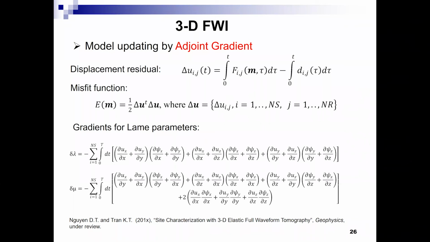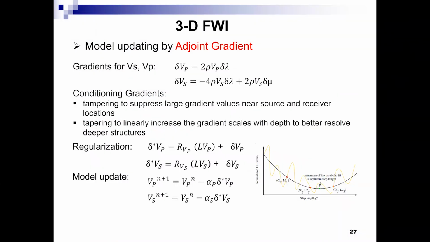So Kim, your backward solution means the solution from the adjoint equation, right? For the backward wave field, yeah, we still use forward modeling, but just apply the source at the receiver locations. Yeah, so it's adjoint. And then we determine the gradient for VS and VP from the gradient of lambda and mu.